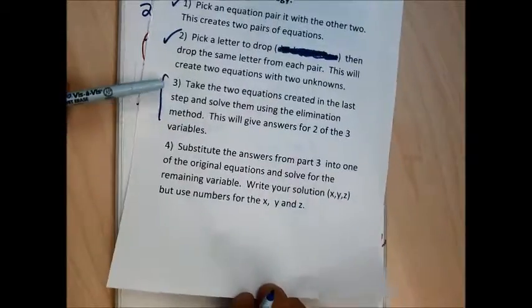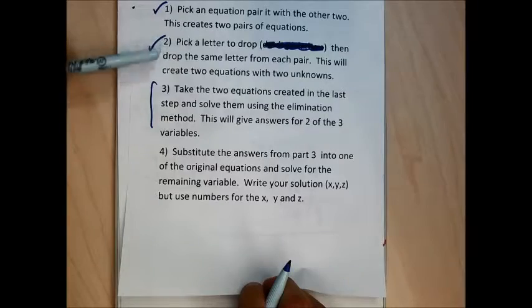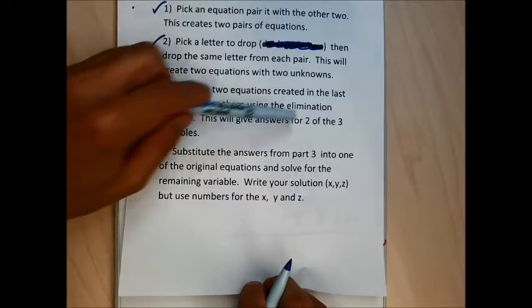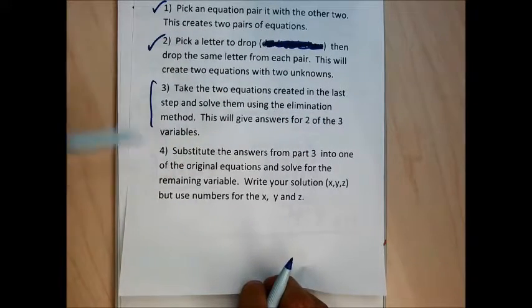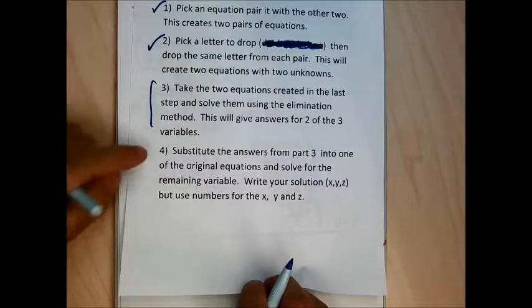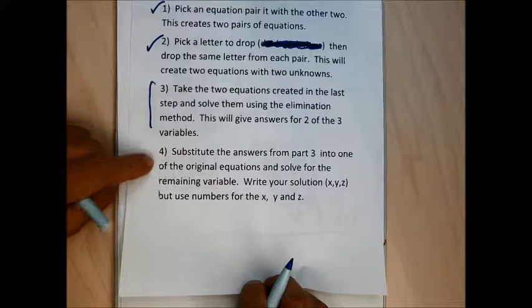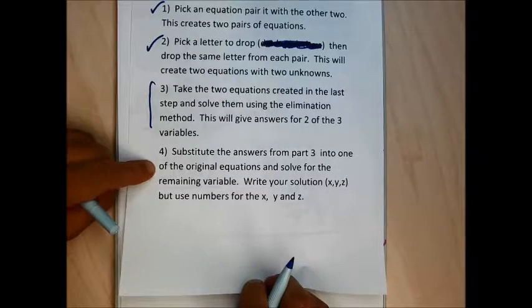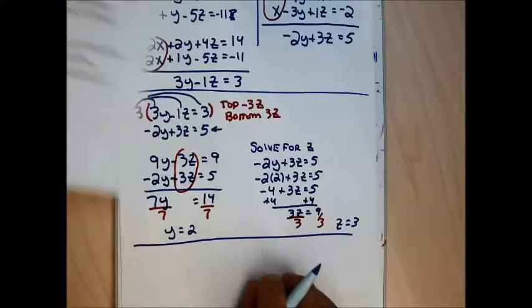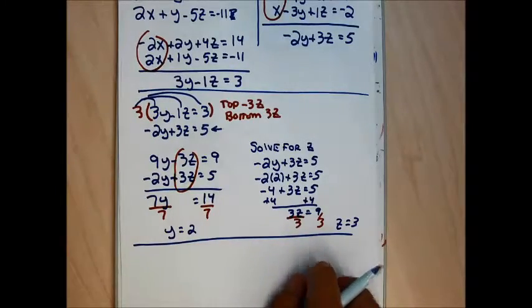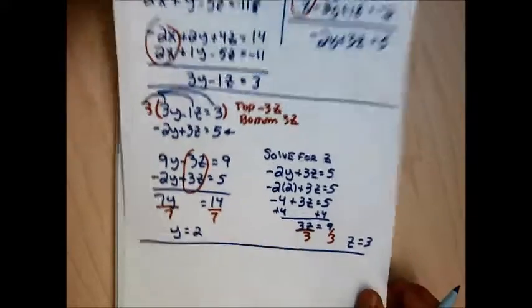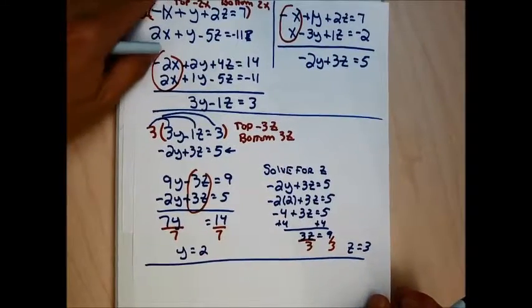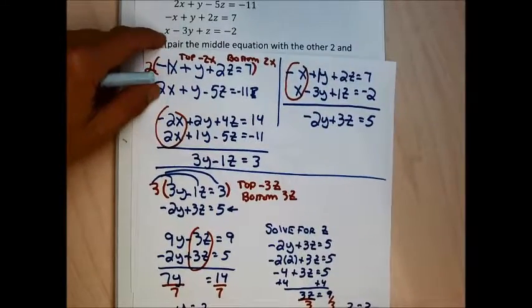Done with step 3. I took the 2 equations created in step 2, used the elimination method, got answers for 2 of the 3 letters. Now I move on to my last step. I'm going to substitute the answers that I just got into one of the original equations, solve for the other variable. So I need to solve for x. So I need to take one of the equations in the original problem that has an x. I'm going to use this bottom one because that's such a nice x.